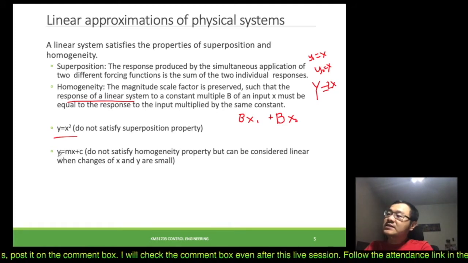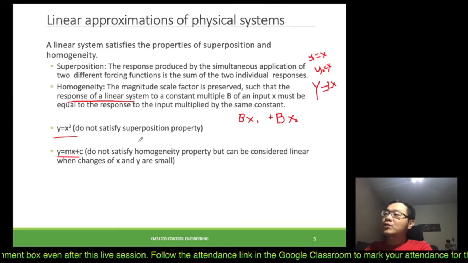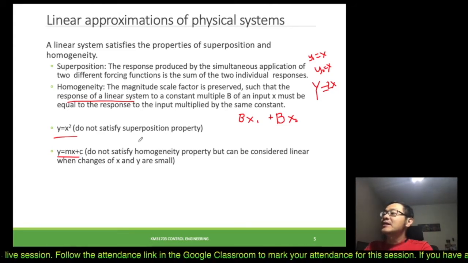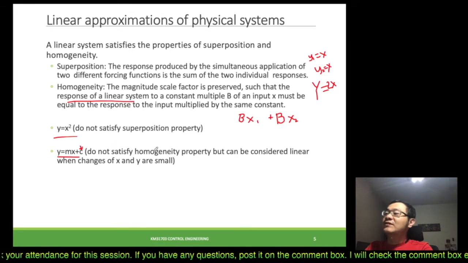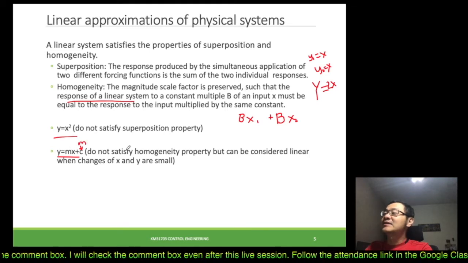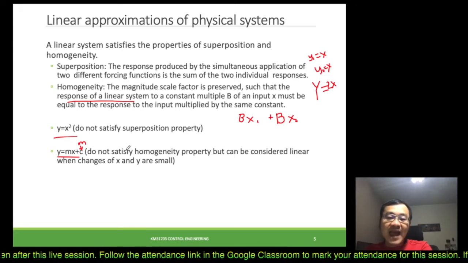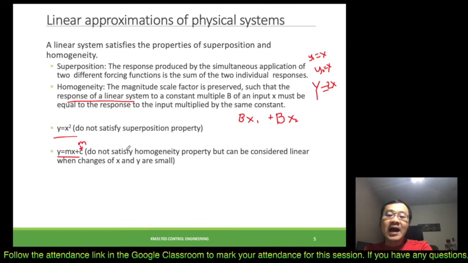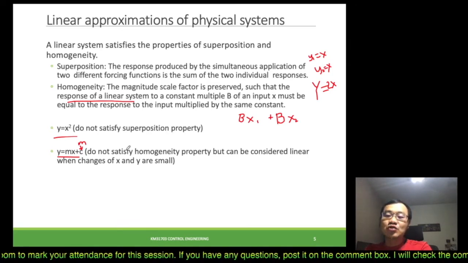Now look at this linear equation where you have y equals mx plus c. You would see that this constant itself does not satisfy the homogeneity property, where it should multiply by a factor of m. But in this case, when the changes of x and y are small enough, then we would consider these systems to be linear.